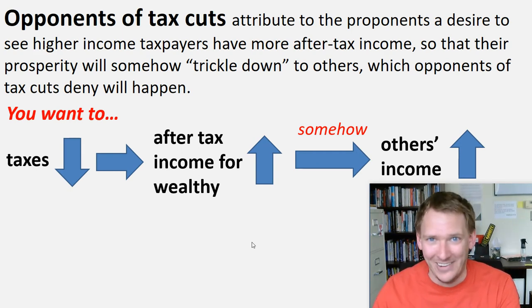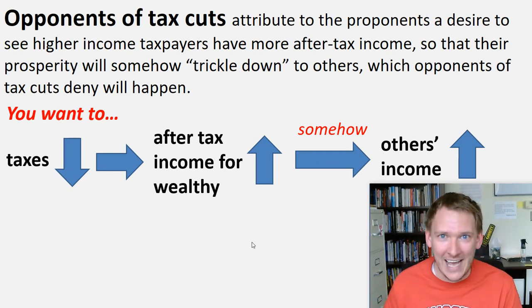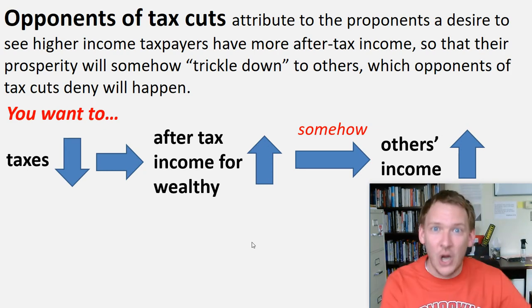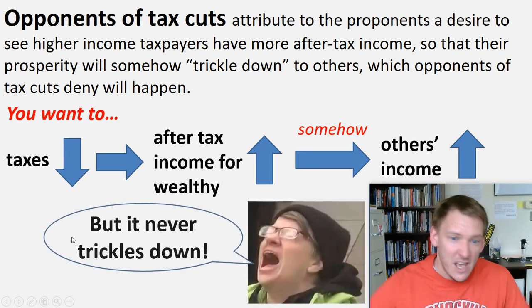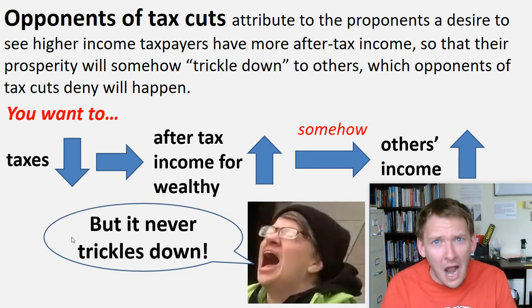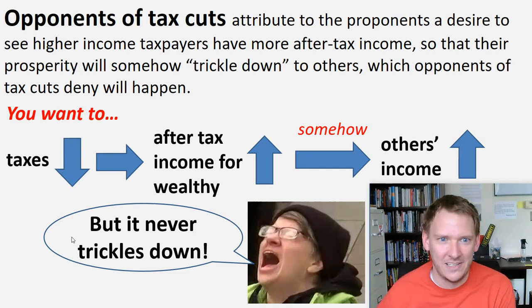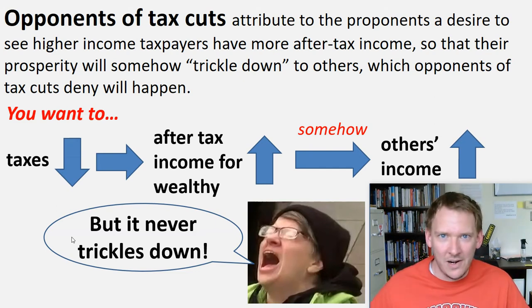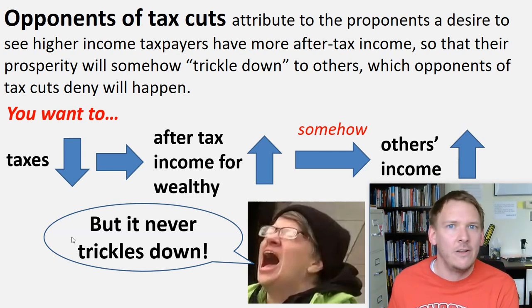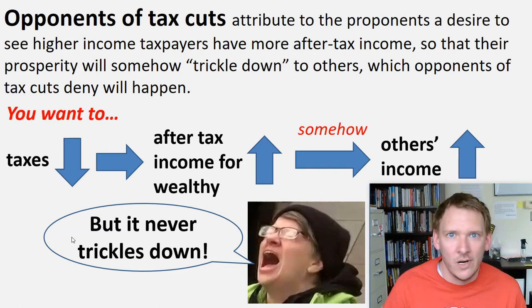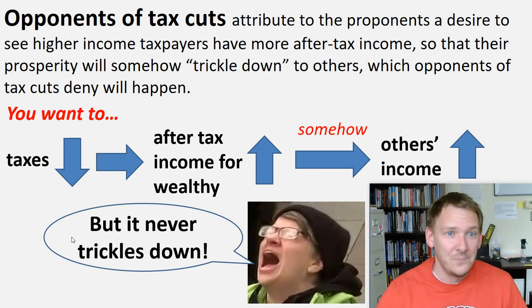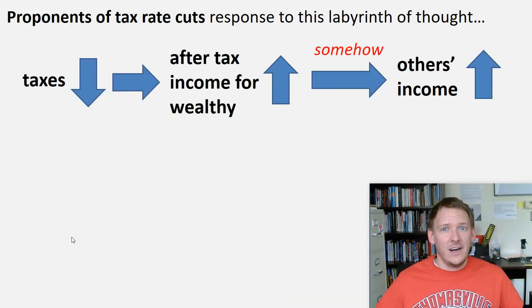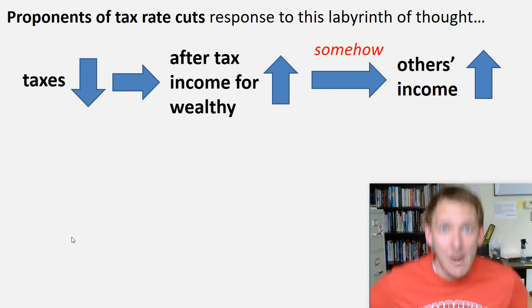No, we didn't say that at all. The proponents, the people for the tax cuts, never said any of that nonsense. We just showed you. This is what the opponents say. This is really what they say. And then they go on to say, but it never trickles down. We never said anything about trickling down. We never said anything about prosperity. The proponents simply said that if we lower taxes, it'll change their behavior. They're going to stop hiding the money and use it in the market. And then what happens is what happens.